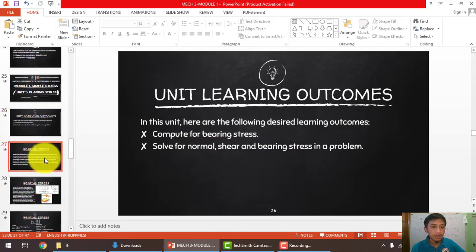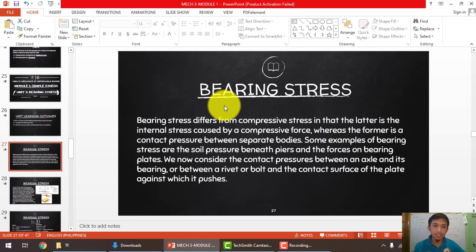First, what is bearing stress? To differentiate it from compressive stress, which we discussed as a part of normal stress: normal stress could be tension or compression, depending on whether the force is a compression force or a tension force. To differentiate bearing stress from compression stress, bearing stress is a contact pressure between separate bodies. This type of stress is developed due to contact of two different bodies.